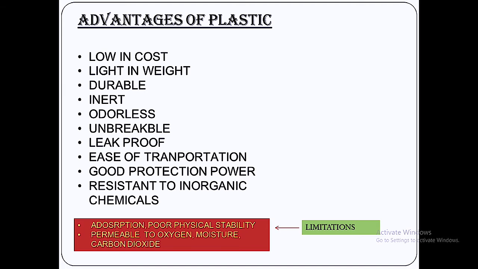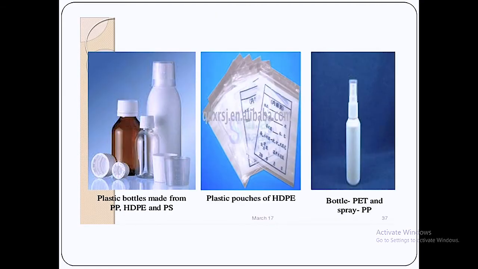But after that, we will look further at what the probable options are apart from plastics. You all know that plastic bottles are made up of polypropylene, high density polyethylene, polystyrene. We have seen such kinds of bottles. Plastic pouches for high density polyethylene. Then we have bottle polyethylene and spray polypropylene. So we have all come across these kinds of bottles in day-to-day life.